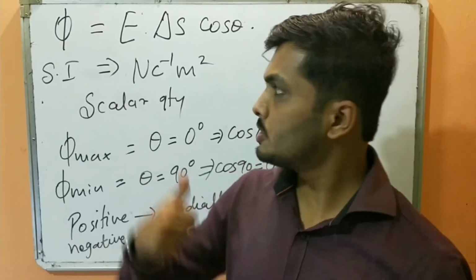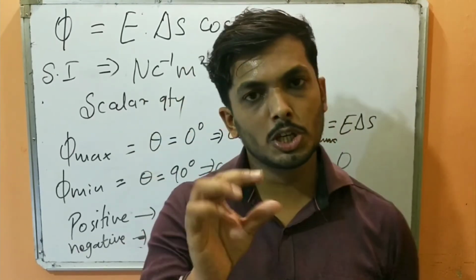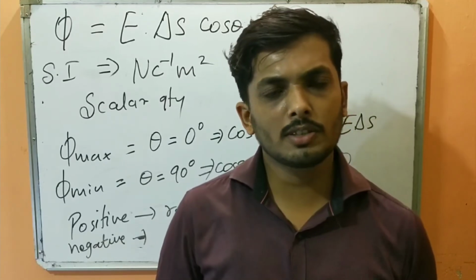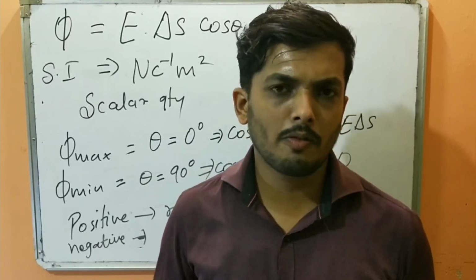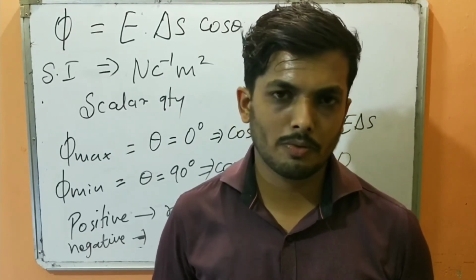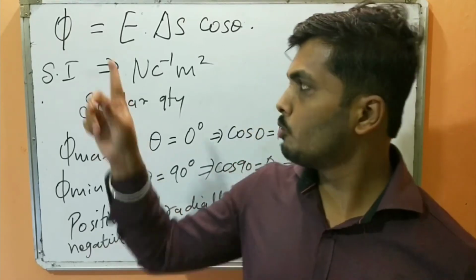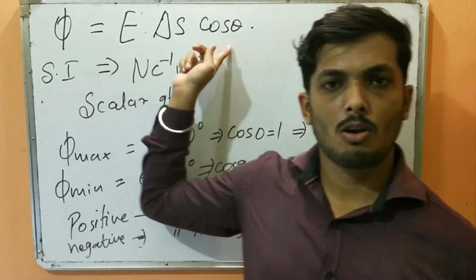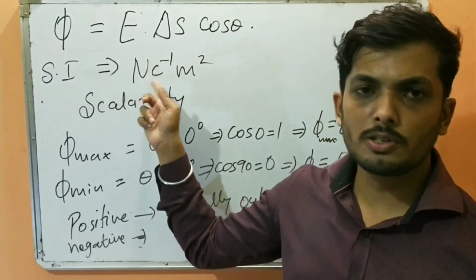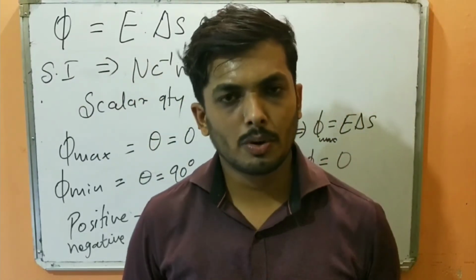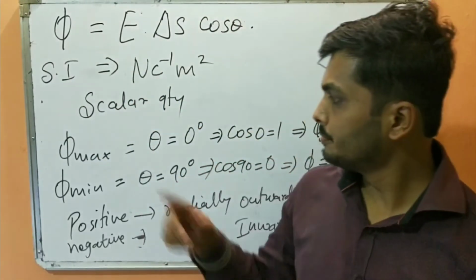And moving forward, we studied the concept of electric flux, which is denoted by phi. So what is electric flux? It is nothing but the total number of electric field lines passing normally to the given surface, which is denoted by phi. And how do you measure it? E ΔS cos theta. The SI unit is Newton per coulomb meter square, which is again a scalar quantity.